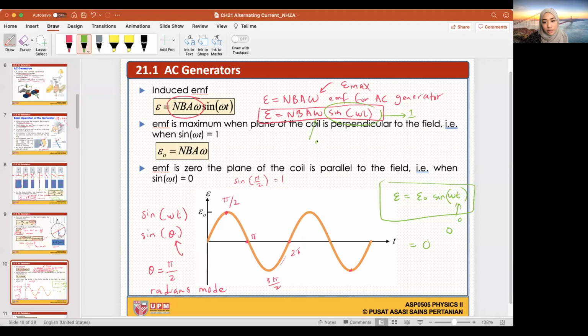What is omega? It's your angular frequency or your angular speed. It's the same thing. So omega is 2 pi f or 2 pi over T. If they give you frequency, use frequency. If they give you period, use period. Or you can just convert period to frequency. Sama je lah. f equals 1 over T. And then if they give you theta, which is just the value of the angle in radians, then just use theta. You don't have to use omega t. Okay, so this is how you use the equation.